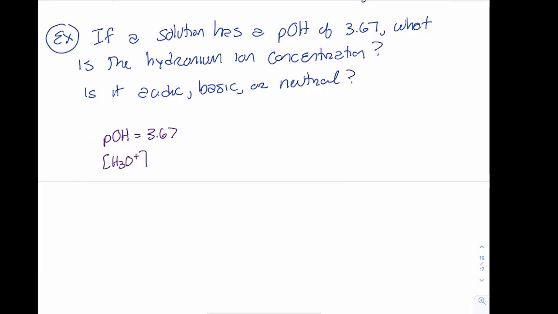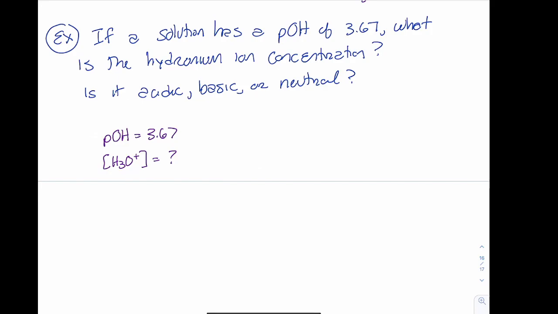So this is one of the problems where you could have done it a couple different ways. I can subtract my pOH from 14.00 to get pH, and then take 10 and raise it to the negative of that value, which is how I'm likely to do it. The other way is I could figure out my hydroxide ion concentration by taking 10 and raising it to the negative 3.67, and then divide that answer into kW. Either way, we're going to get the same answer. Sometimes it's off a little bit with rounding and sig figs, but generally it's right on.